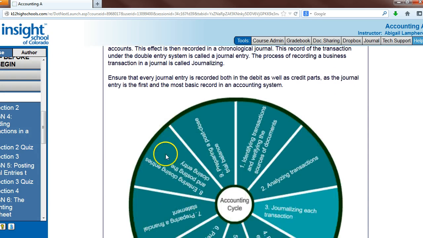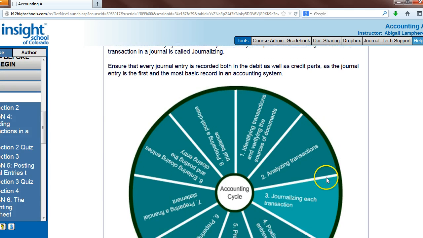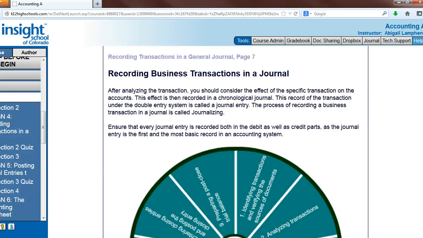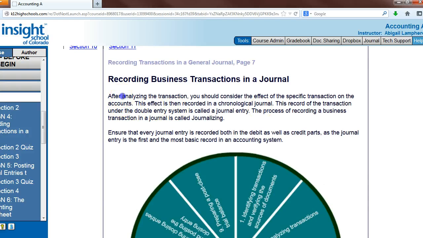Okay, so then analyzing transactions. We look at our source document and figure out exactly what transaction took place. That was step 2. Now step 3, we're going to journalize each transaction. So after we analyze the transaction, we need to consider the effect the transaction has on each of the accounts. So again, something we've done before.